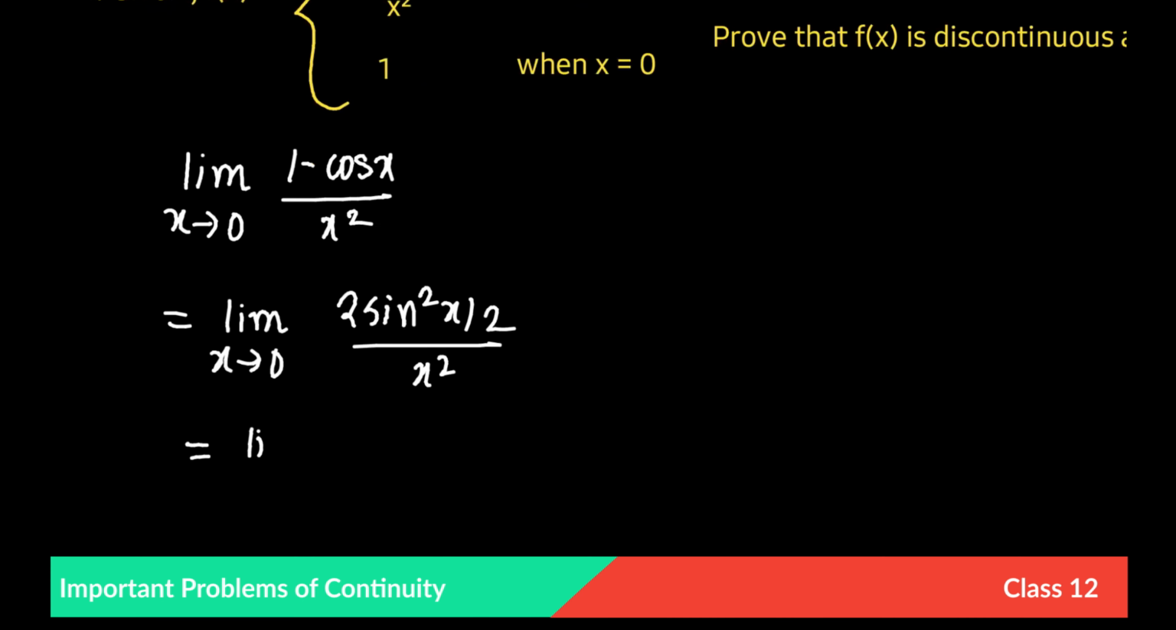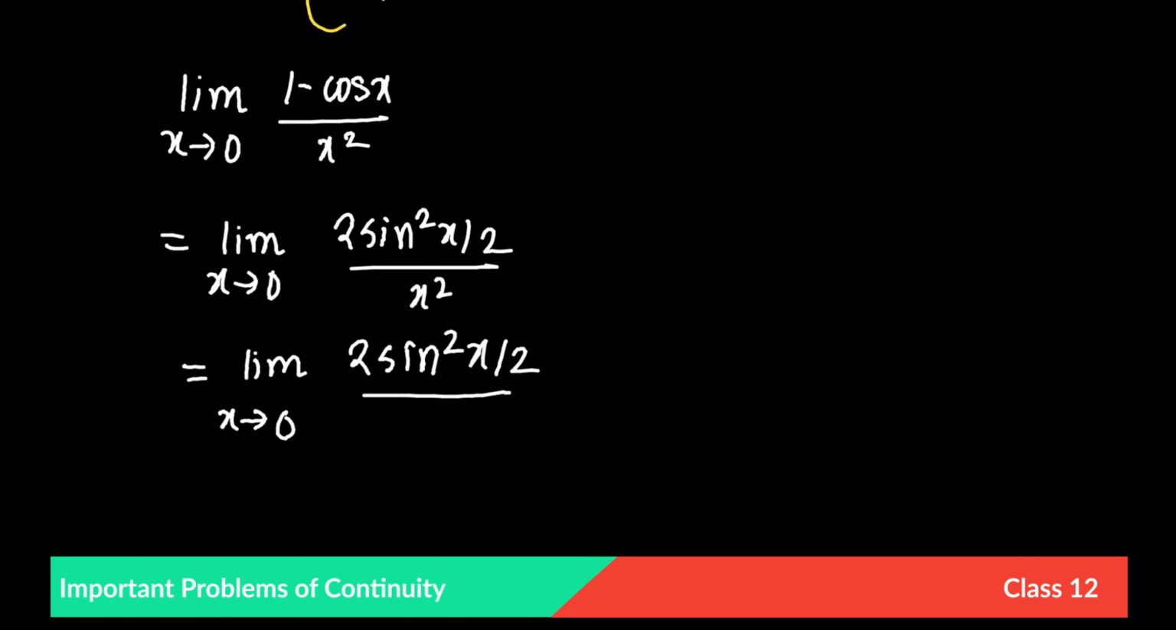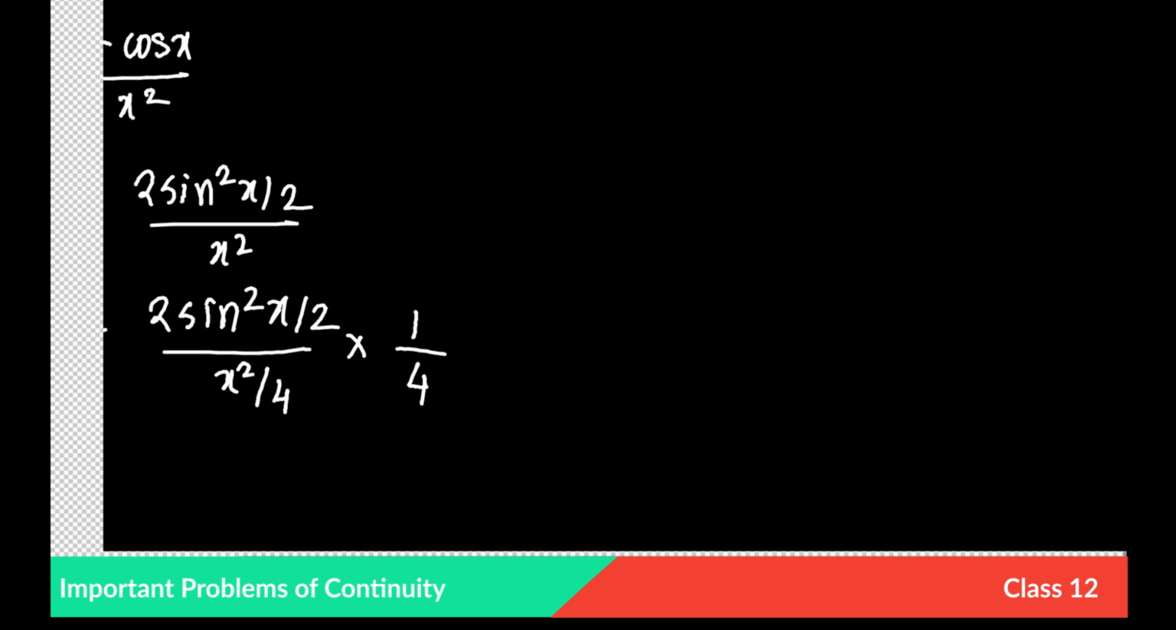Now from this we can write it is limit x tends to 0 of 2 sine square x by 2. Now since it is sine square x by 2, if I want to get the form of limit x tends to 0 sine x by x, so what should I do? We will take here x square by 4. Why? Because we will now have the sine x by x form. For this I have taken a 4 in the denominator. So I have to multiply with 1 by 4, since I have taken 4 extra. So it is actually what?